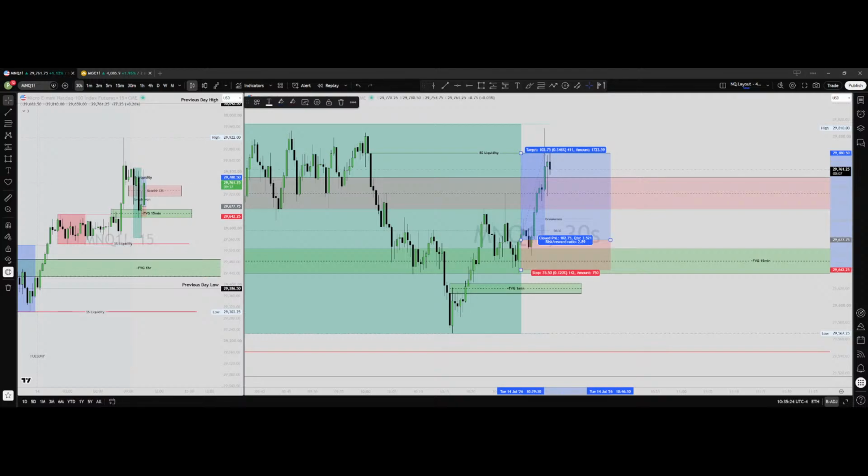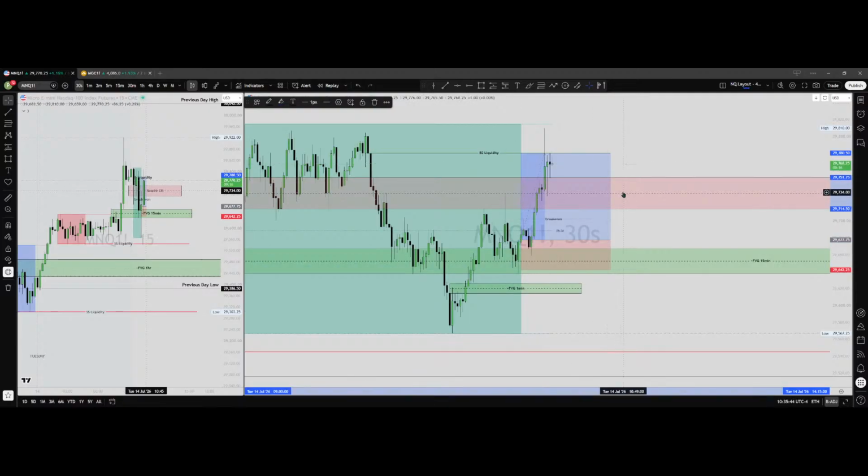Let's wait for another opportunity if we can find one. I personally have captured 58 points, full 58 points, because I did not take partials at this level and did not hold the trade. If I would have just held the trade correctly, then we would have easily got another 50 points, which is good.